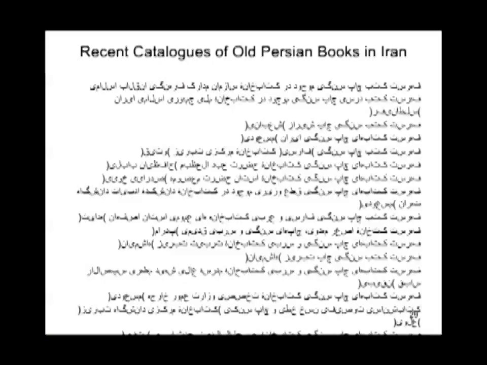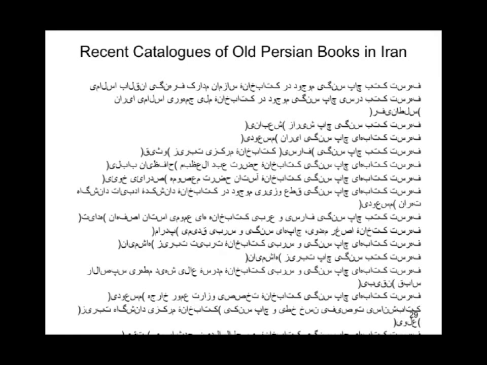In Iran, and this is the list I just wanted to show you for your own profit, the growing awareness of the particular historical importance of lithograph books resulted in the compilation of a first catalog in 1992, which is the Catalog of Lithograph Books in the Institute of Cultural Documents of the Islamic Revolution. Since then, Iranian bibliographers have published almost 20 catalogs of lithographed or otherwise old printed books in public and private libraries in Iran, and the holdings of several large libraries are currently being catalogued.